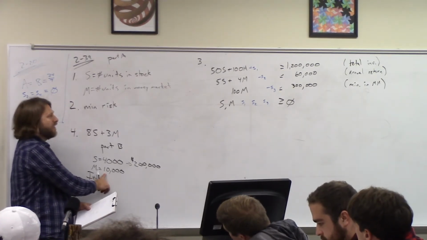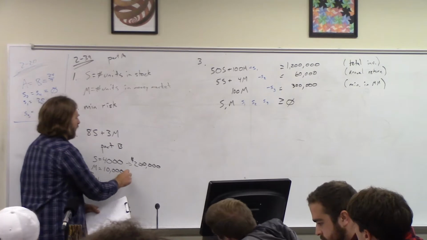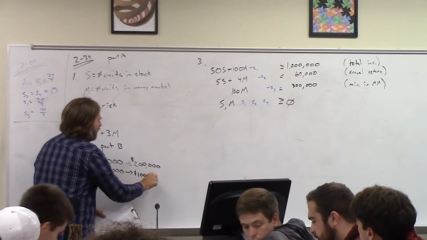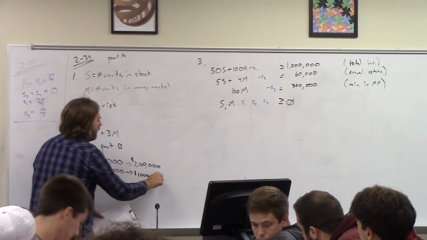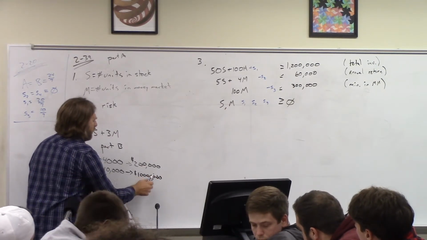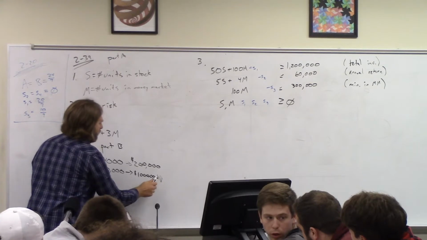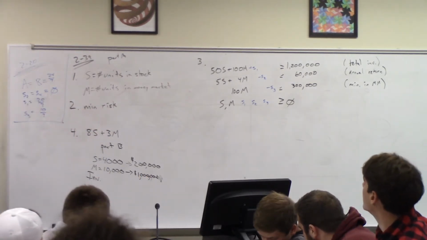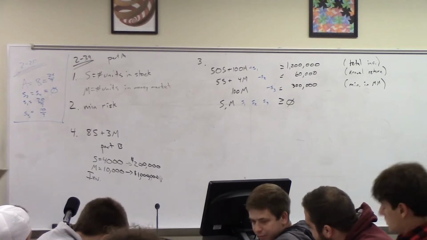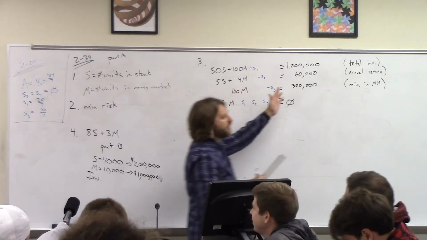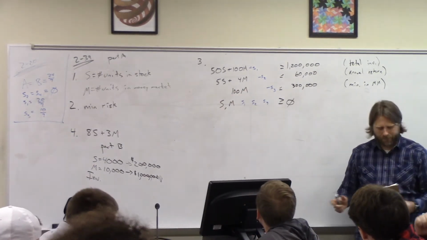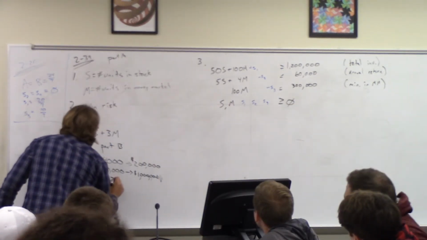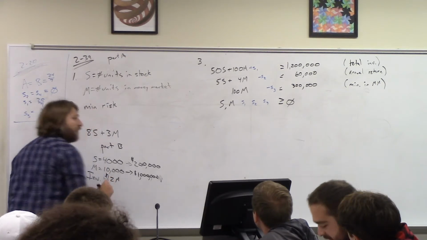For 10,000 times 100, that's your 10,000 and your 100. So you spend 1.2 million. Right? So we're going to spend as much as possible. So the total investment is $1.2 million.